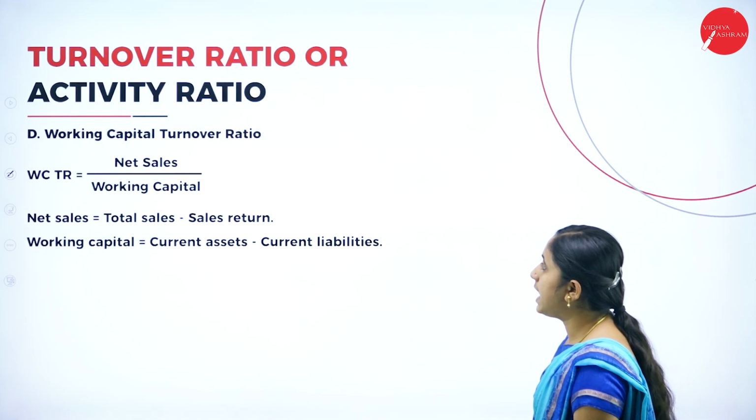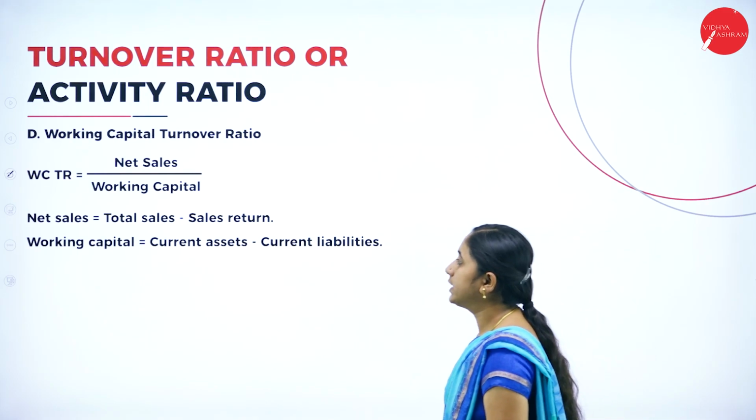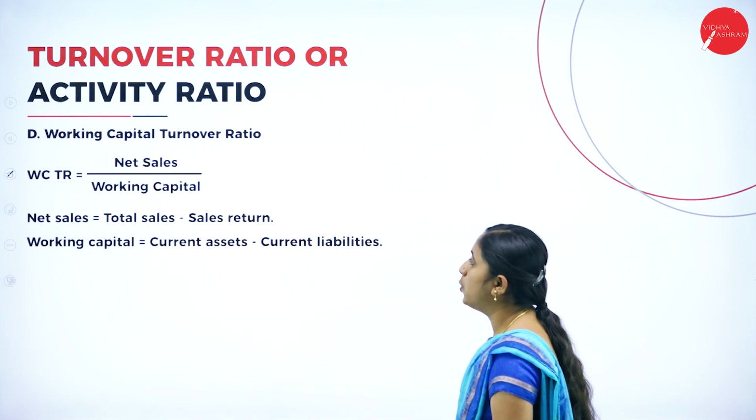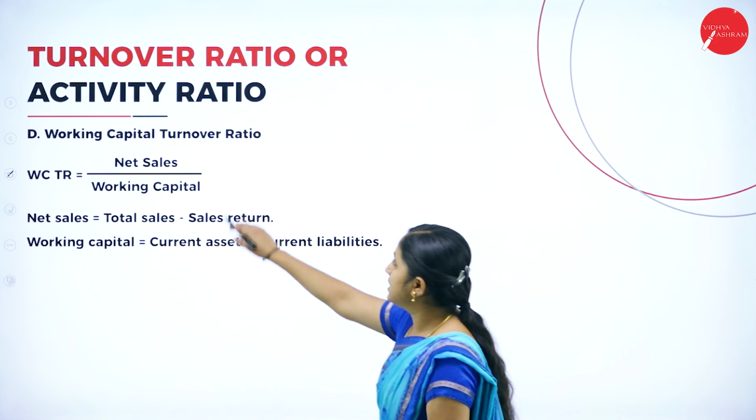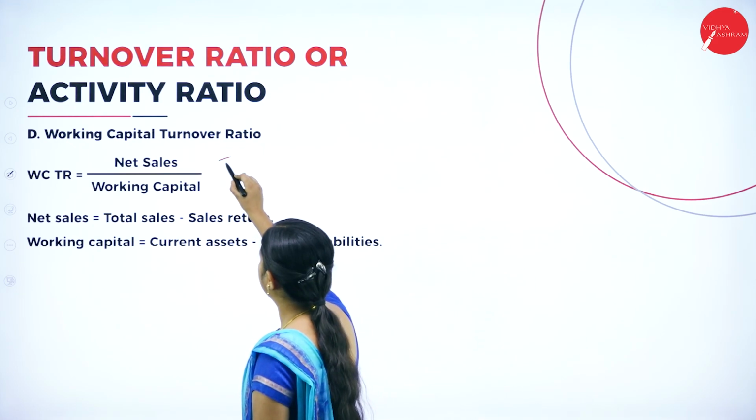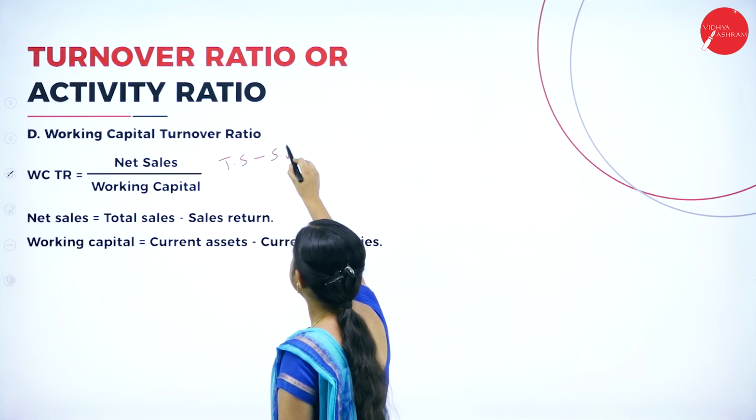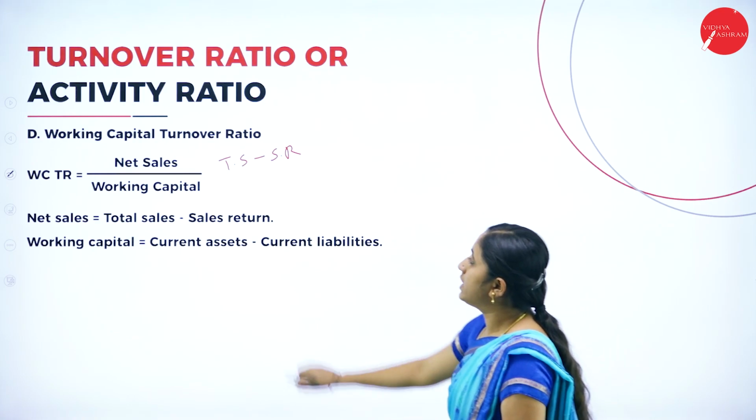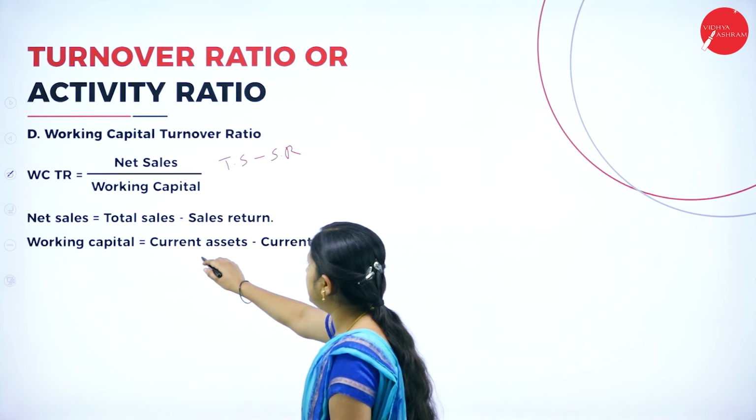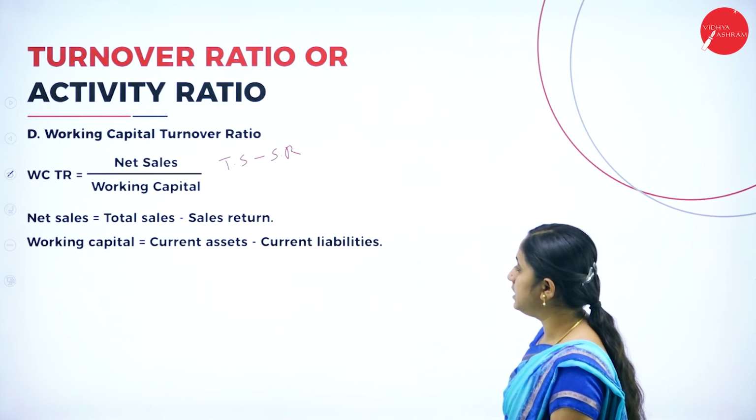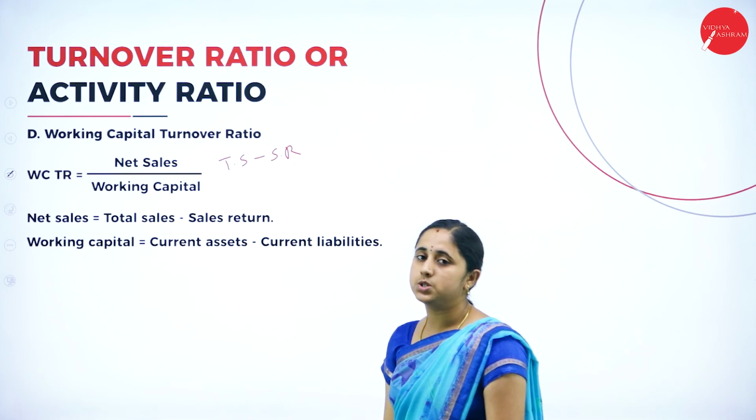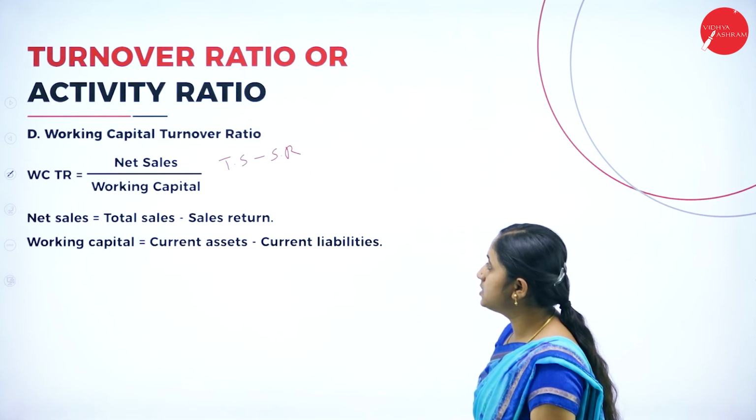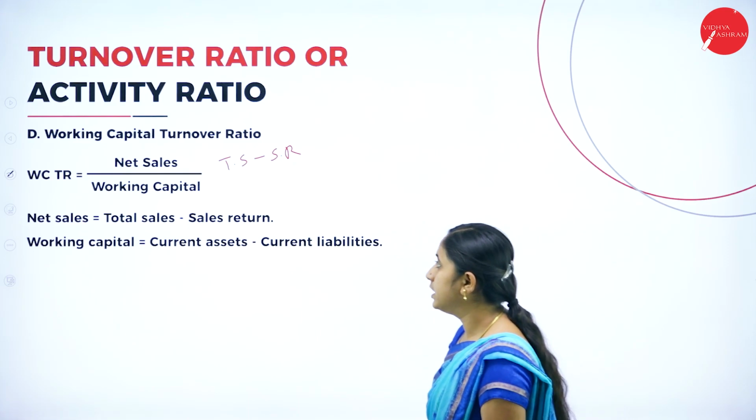Next, working capital turnover ratio. Working capital turnover ratio can be calculated by taking net sales divided by working capital. Net sales is equal to total sales minus sales return. To calculate working capital, current assets minus current liabilities is equal to working capital. So the result from net sales divided by working capital is the working capital turnover ratio.